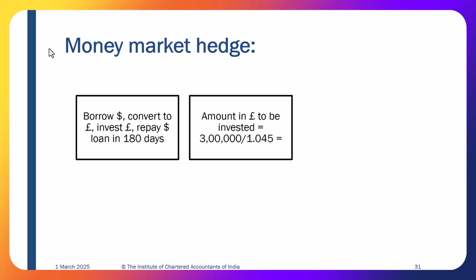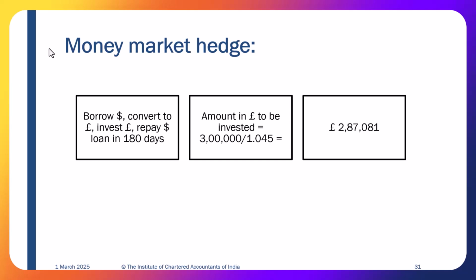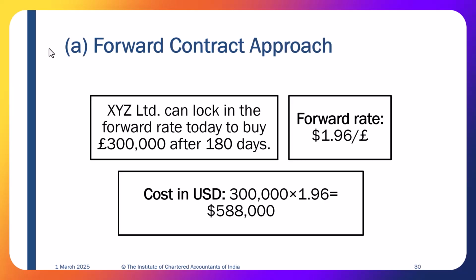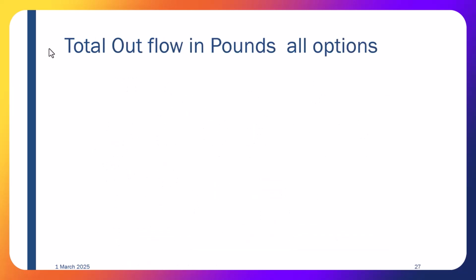So the amount of pounds to be invested: first you have to work in reverse, looking at how much you are going to invest in England. How much you have to pay is 3 lakh pounds, divided by the interest factor, which is 1.05, the rate given there. That means this much money you should be investing in England. The only thing is that you should look at the rate here.